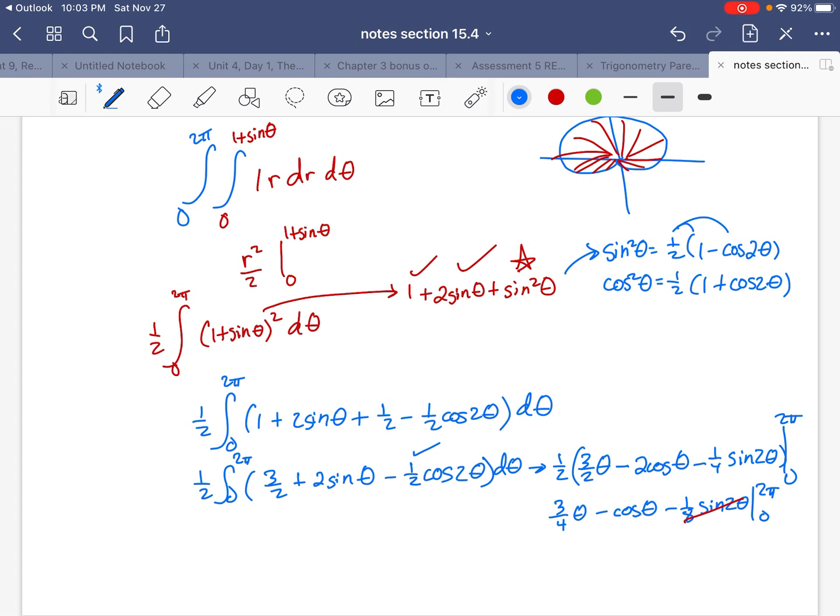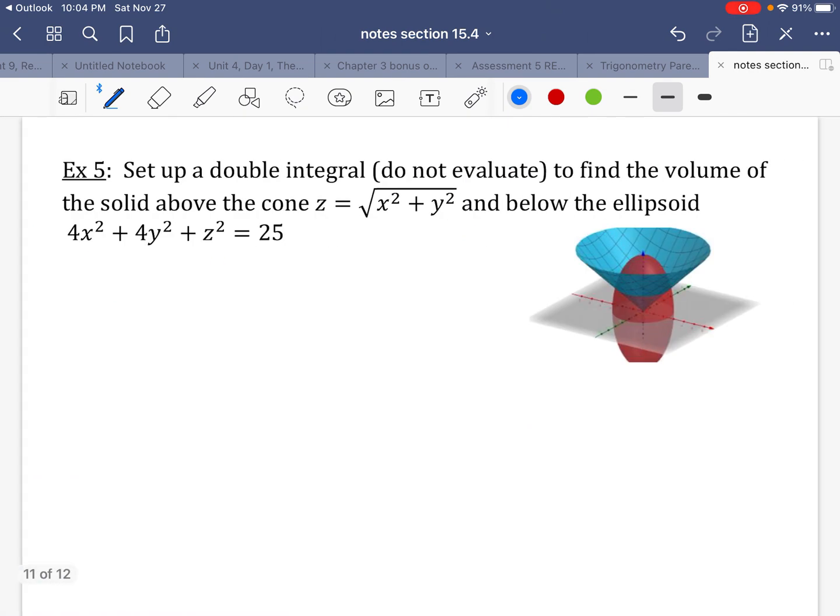Plug in 2 pi. So I have 3/4 times 2 pi minus cosine of 2 pi, which is 1. Minus 3/4 times 0 is 0, and 0 minus cosine of 0, which is 1. So I have basically 6 over 4, 3 over 2 pi, minus 1, minus a minus 1 turns into plus 1, so that cancels out. So there's my answer, 3/2 pi.